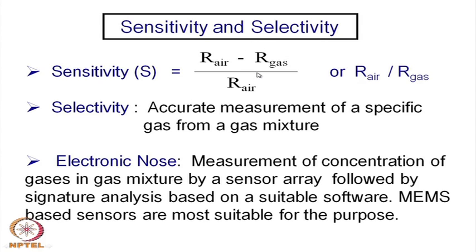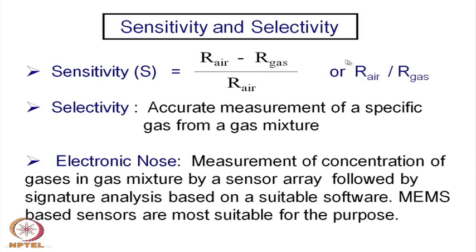If you are talking about primarily reducing gases, and some of the reducing gases are combustible gases also, the resistance in presence of the gas will be lower than that of the air resistance, okay. And then you divide it by air resistance. So, it becomes actually less than 1, okay. This will be lower and this will be higher. So, it is normally less than 1, it may be greater also.